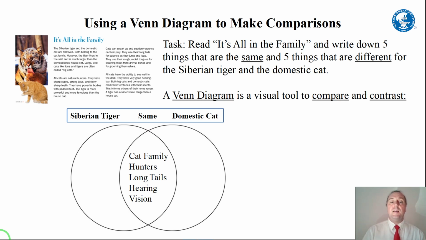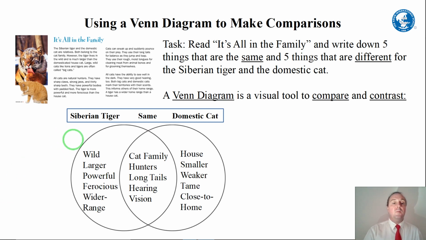Now, what are the things that make them different? First, the Siberian tiger is wild, and the domestic cat, domestic means that it lives in a house. It needs people to give it food. The Siberian tiger is larger, and the domestic cat is much smaller. The Siberian tiger is much more powerful. The domestic cat is weaker. The Siberian tiger is ferocious. One more time, ferocious. Okay. And the domestic cat is tame.